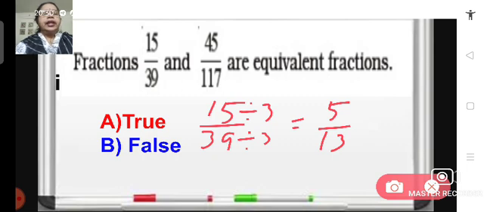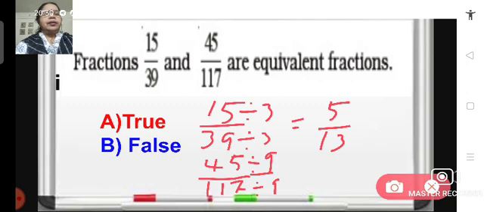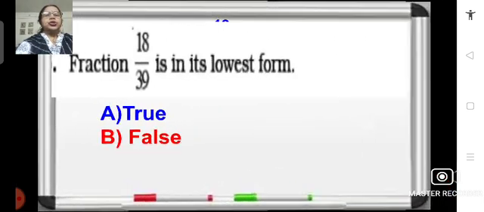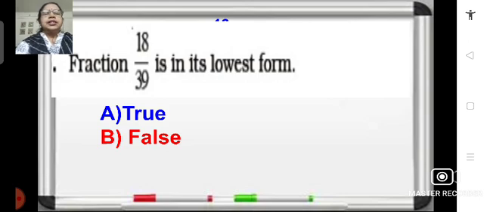5 upon 13. And when we want to bring 45 upon 117 into its lowest form, we have to find the HCF of 45 and 117. The HCF is 9. So, we will divide both the numerator and the denominator by 9. So, what do we get? Again we get 5 upon 13. So, yes, both these fractions are equivalent. It is true.